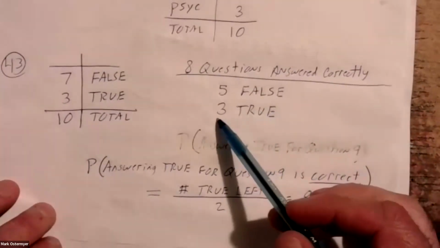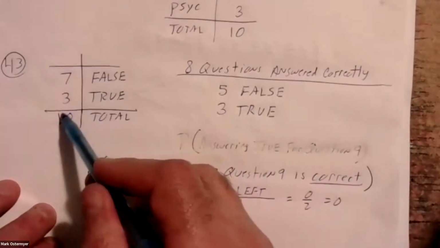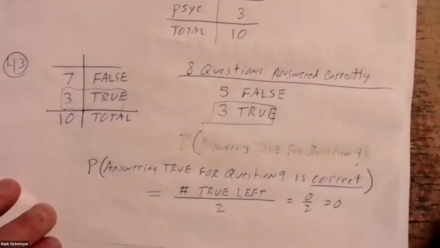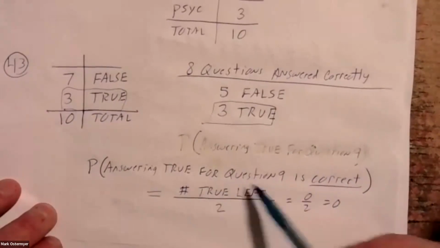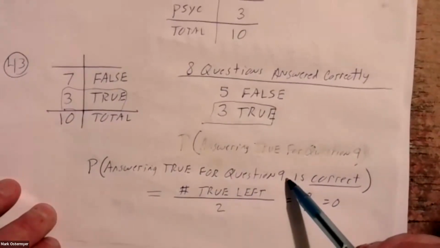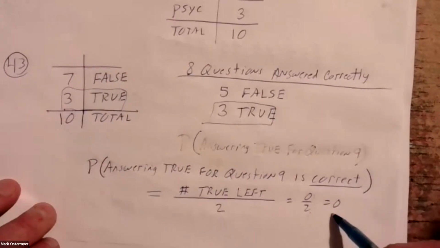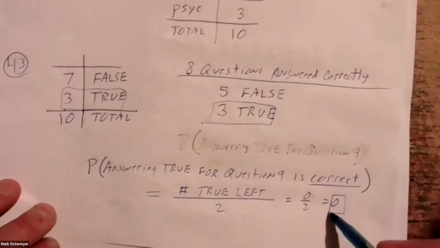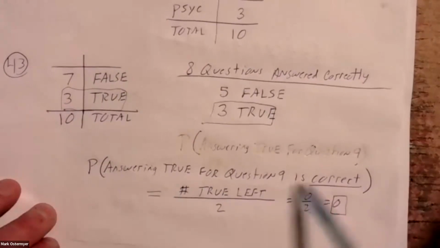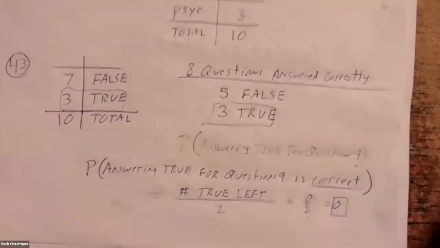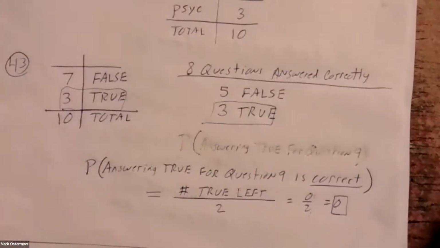Well, as we've already exhausted answering all 3 true questions that were on the entire exam, there are no more true questions available. So if he answers true on the ninth question, then there's 0 ways left of answering true out of 2 possible outcomes, true or false. So the probability would be 0. So there's a 0% chance that if he answers true on the ninth question, that it would be correct. Does that make sense, sir? Because he already exhausted all three true questions on the exam.